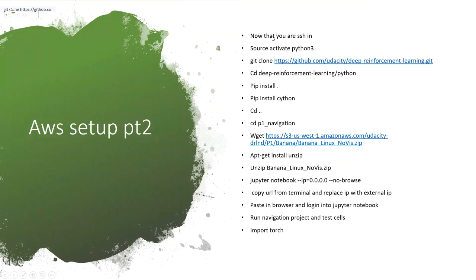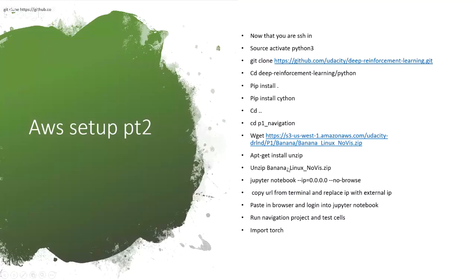Basically then I've done a source activate Python 3, I've cloned the repo, I've done a pip install within the Python directory. I then had to do a pip install Python, then went into the navigation project and did a wget of this file. If you don't have unzip, you can do an apt-get install unzip.